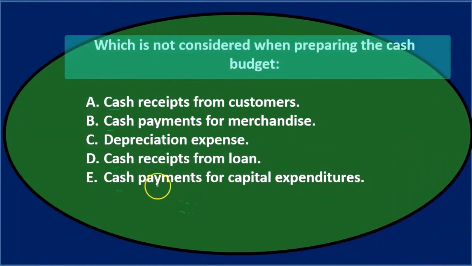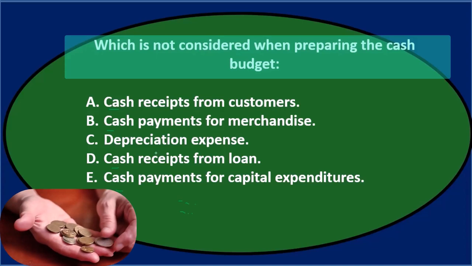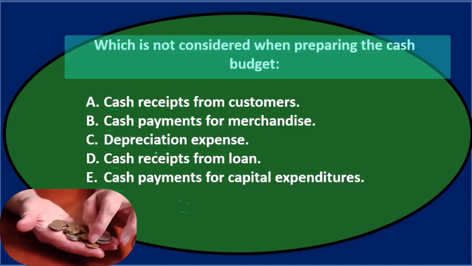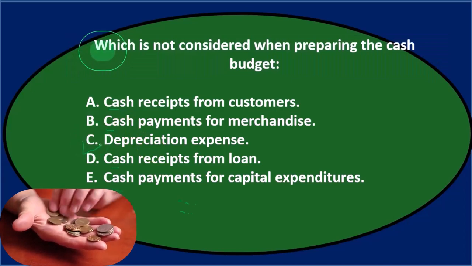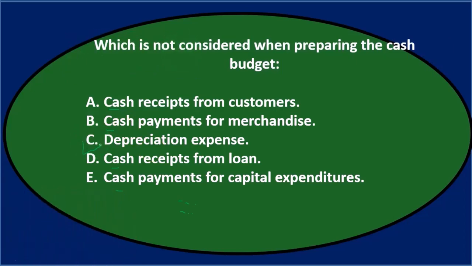The one that doesn't have cash, depreciation expense, does reduce the income statement, but it's not a cash related item. And therefore it won't be on a cash basis. It will reduce the income statement. It will reduce net income. It will not reduce the cash budget. C then, final answer. Which is not considered when preparing the cash budget? C, depreciation expense.